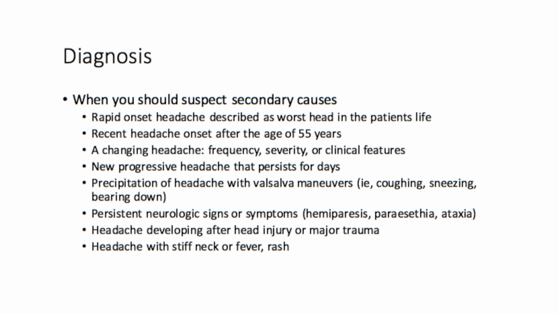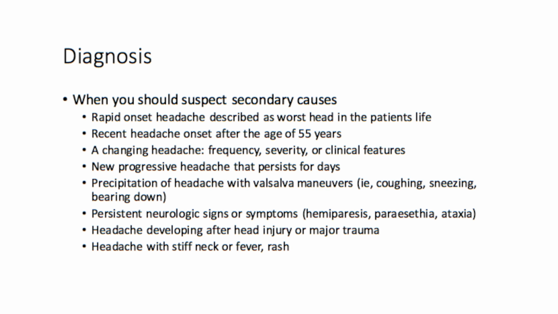These include rapid onset headaches described by patients as the worst headache in their life, so you're alluding to subarachnoid hemorrhage, recent headache onset after the age of 55, changing headaches, so where the frequency, severity, or clinical features change, progressive headache that persists for days, and precipitation of headaches with Valsalva maneuvers, including coughing, sneezing, and bearing down.